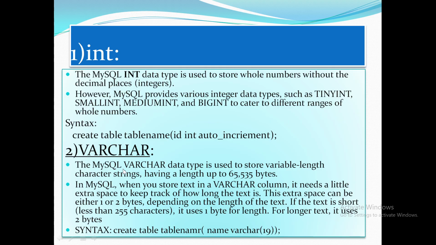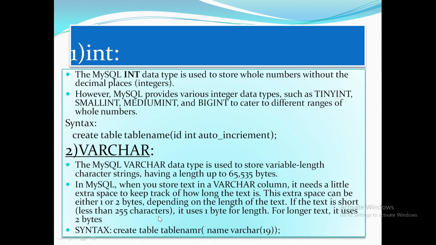The second one is varchar. The MySQL varchar data type is used to store variable length characters like strings, having length up to 65,535 bytes. In MySQL, when you store text in a varchar column, it needs a little extra space to keep track of how long the text is, like how many characters we stored in a field. This extra space can be either 1 or 2 bytes depending on the length of the text.